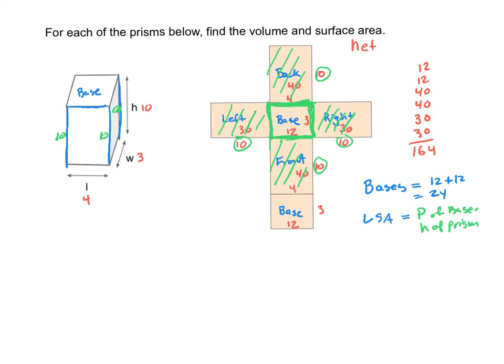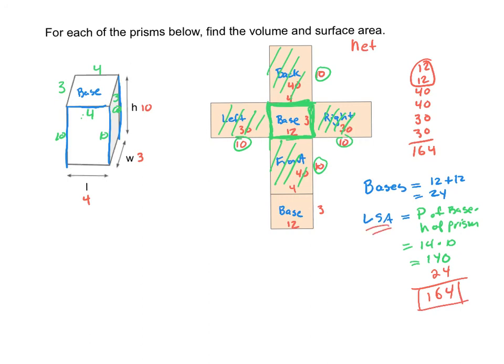Now remember, the height is the distance between the two bases. So in this case, the perimeter of the base, since this is 4, this is 3, this is 4, this is 3, will be 14 times the height, which is going to be 10. So that means the lateral surface area will be 140. Now if we take a look at the two bases, that's going to be 24, 12 plus 12, which gives me 164 in total.